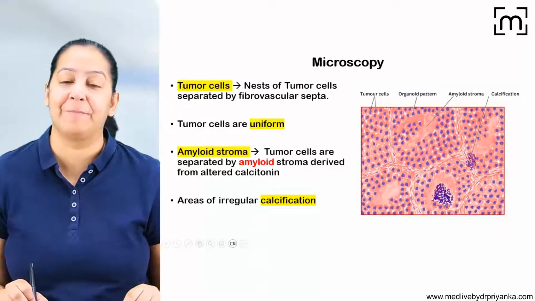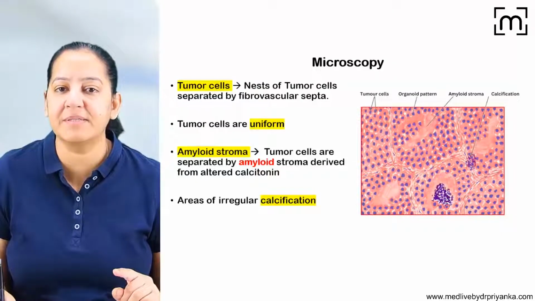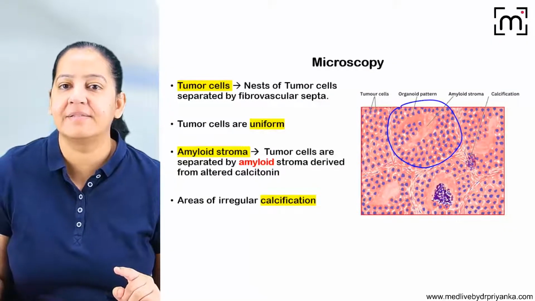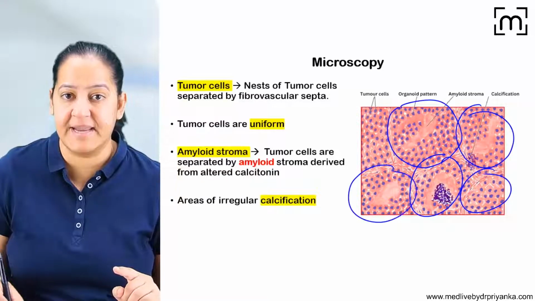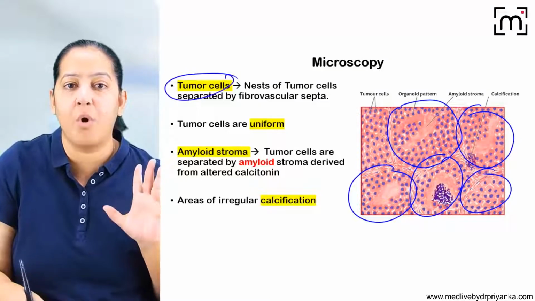Coming to the microscopy. Very unique microscopy. Can you see the tumor cells are arranged in small nesting pattern? This is a nest. This is a nest. You can see the tumor cells are arranged in small nesting pattern.